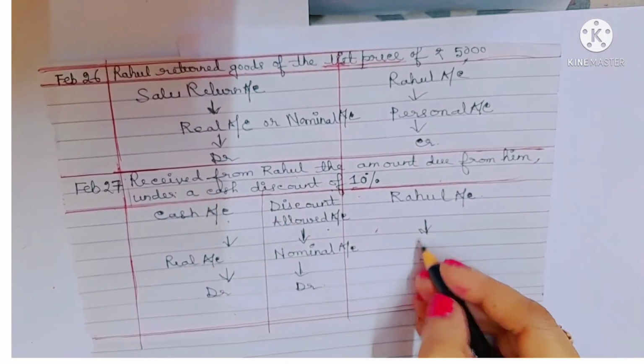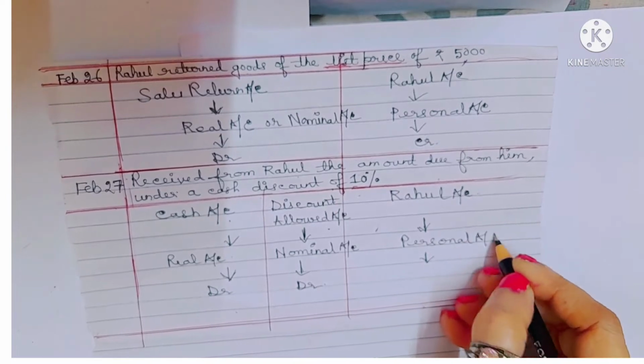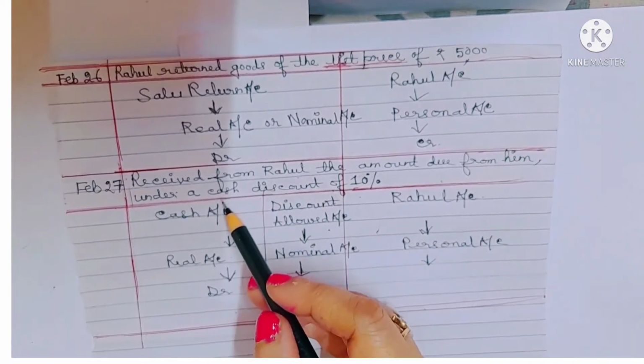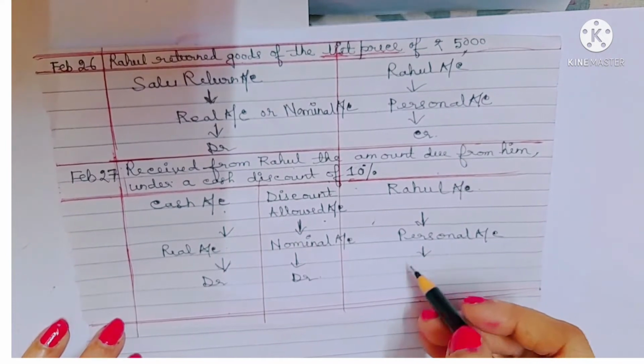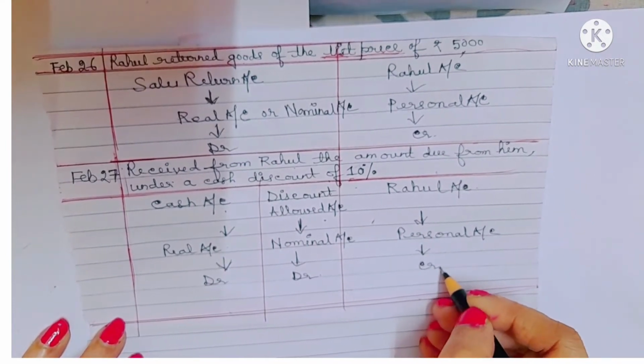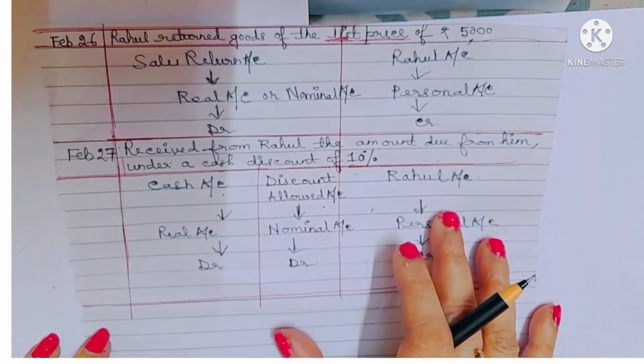Rahul falls under personal account. Rahul is the giver of cash, so Rahul should be credited. According to the personal account, the giver of the benefit is credit. So Rahul account should be credited. Understood? Now let me do the journal.